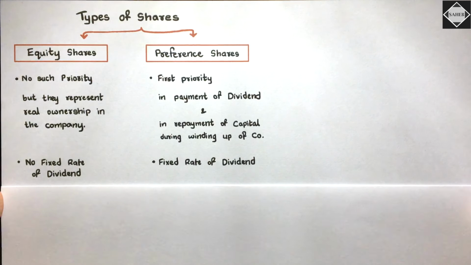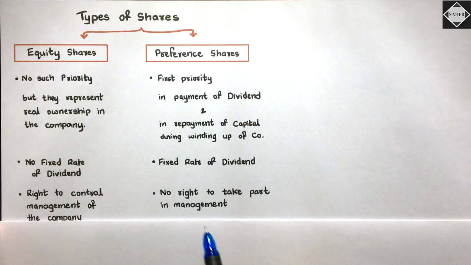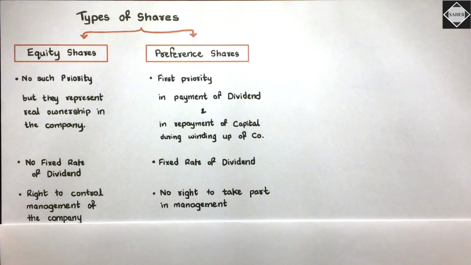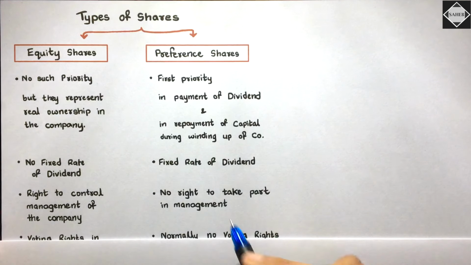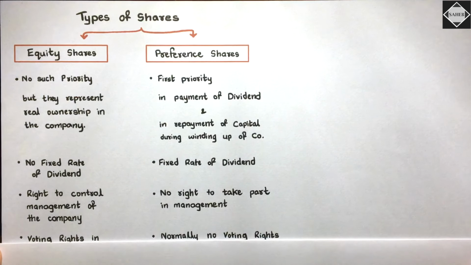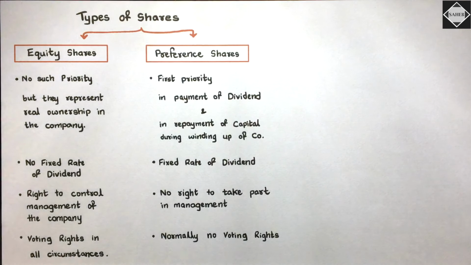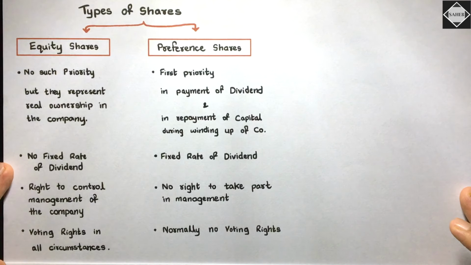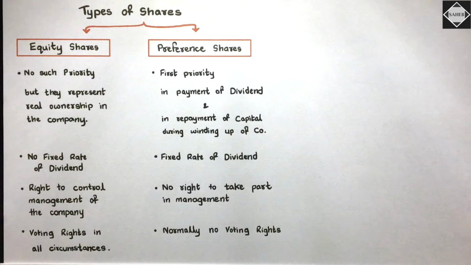Fine, okay. And then see here, no right to take part in management. Yes, preference shareholders are not the real owners of the company. They do not have voting rights in all circumstances. Okay, so that is why they will not be able to influence the decisions of the management. But whereas equity shareholders, you know, these are real owners of the company, so they have voting rights in all circumstances and they will influence the management of the company.